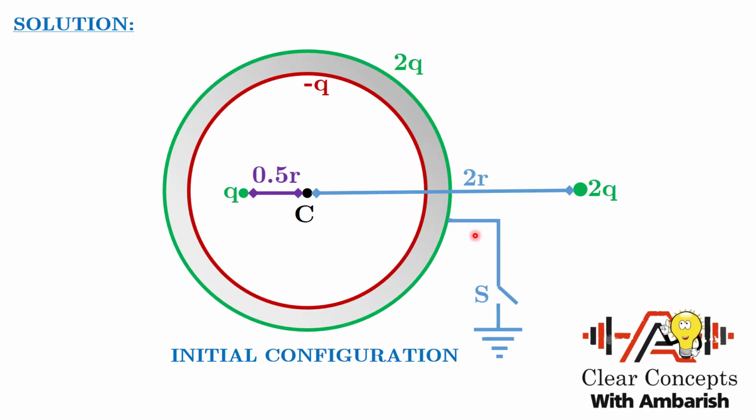Okay. So now let's try to understand the solution. What's the initial configuration? You have put a 2q over here, and there is a q over here, and because it's inside the cavity, the cavity gets a minus q, and there is a total charge on this metal shell which was supposed to be q.